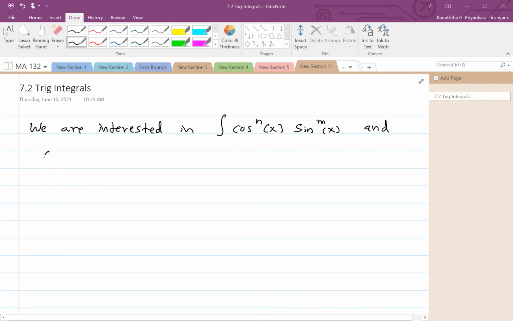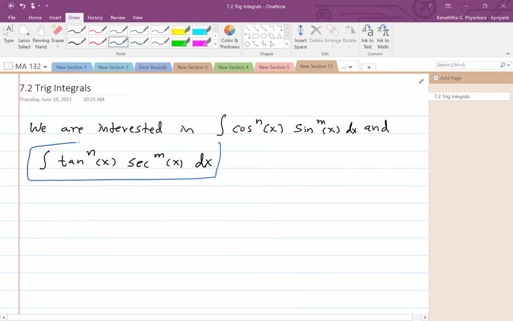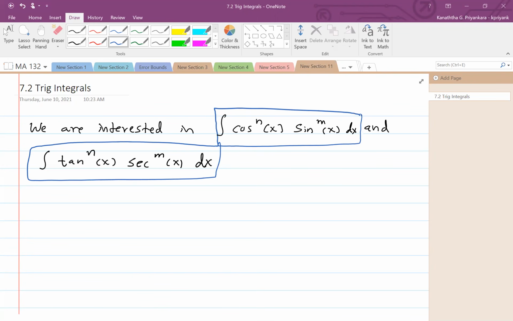is the integral of tan nx times secant mx dx, and dx here. So those two integrals we are interested in this chapter. Before that, we will do some u-substitution method questions, and then we will do more examples related to this. So warm up.